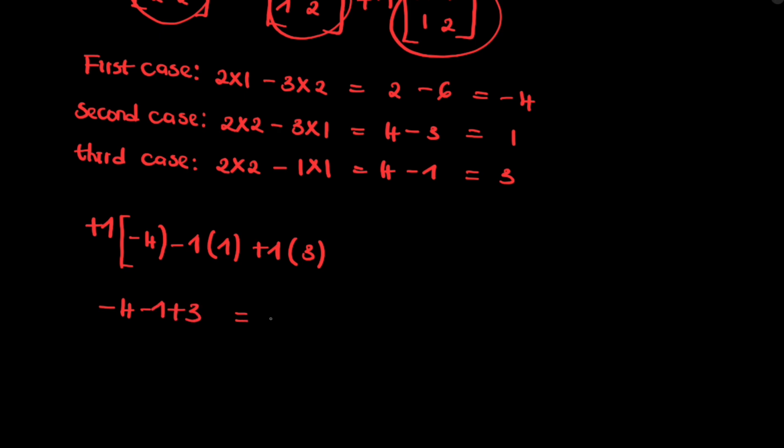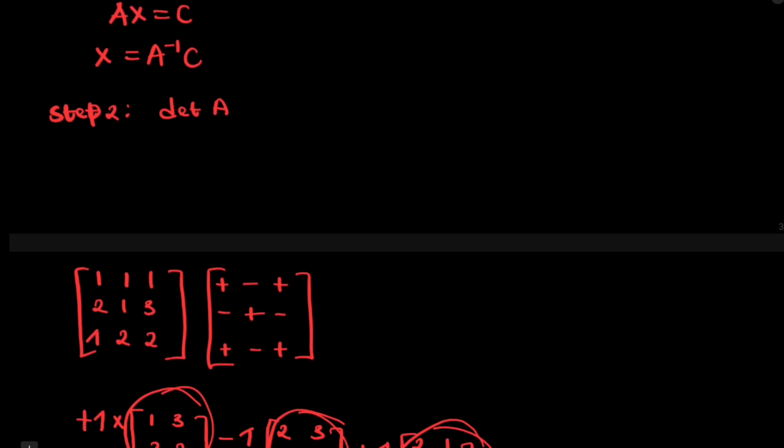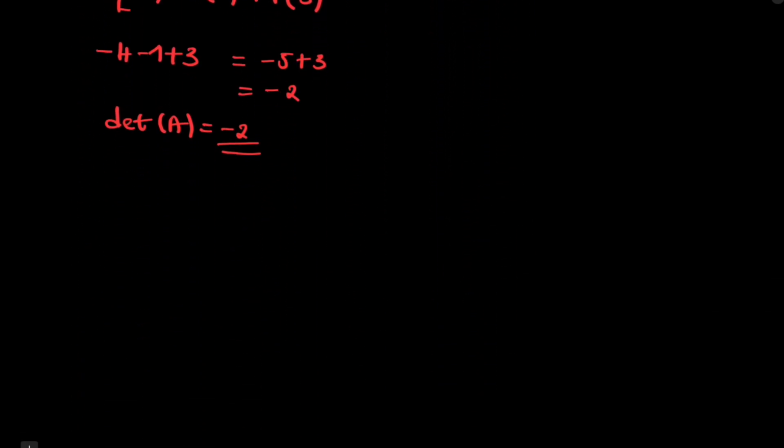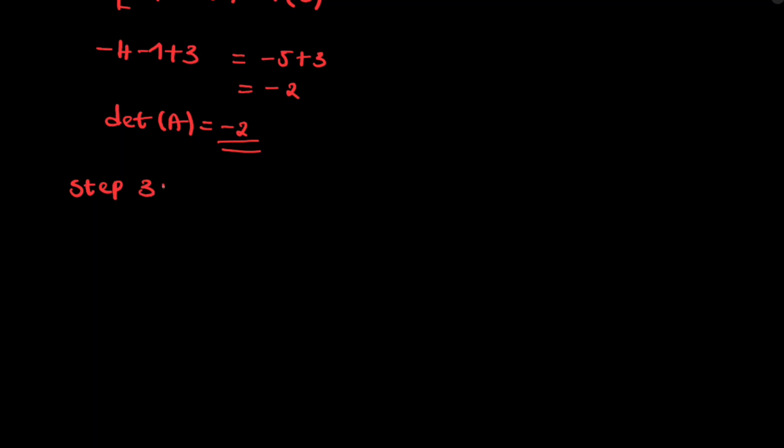So this gives us minus 5 plus 3, which is minus 2. So the determinant of A is minus 2. Okay, so that is the second step. Now let's go to the third step, which is to find the adjoint of A.